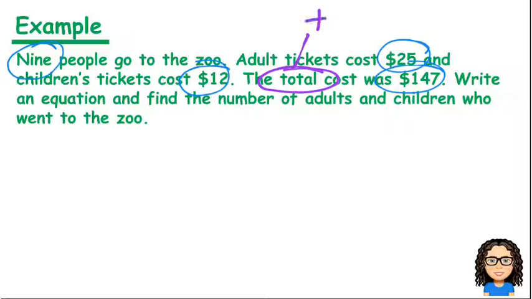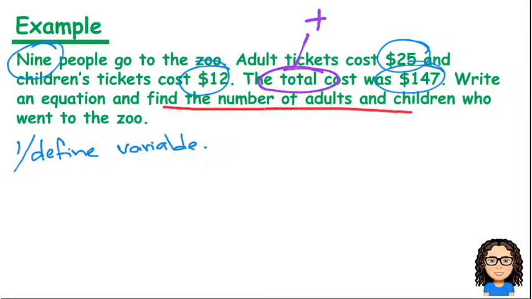So step number one is to define our variable. Okay, so if we look at what the question is asking us, the question has said, find the number of adults and children. So in this case, I'm just going to choose one of those. All right, so I'm going to say let A equal the number of adults who went to the zoo.